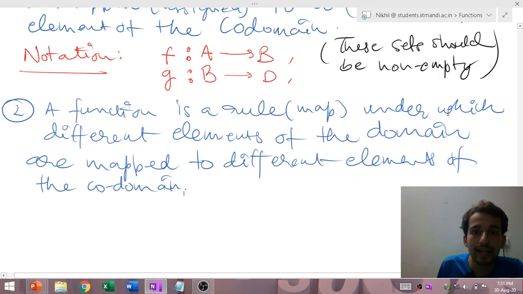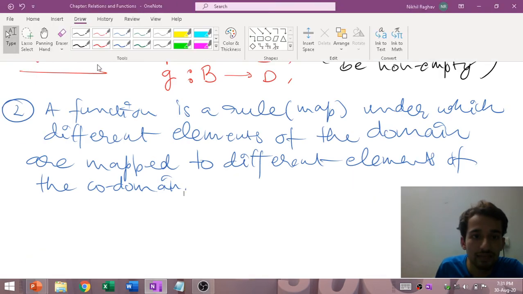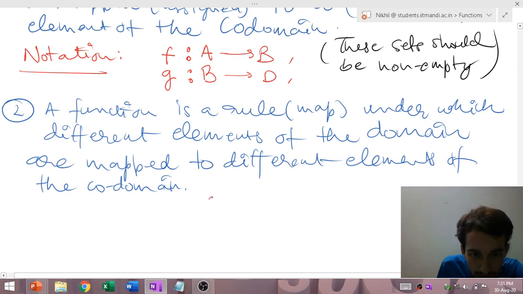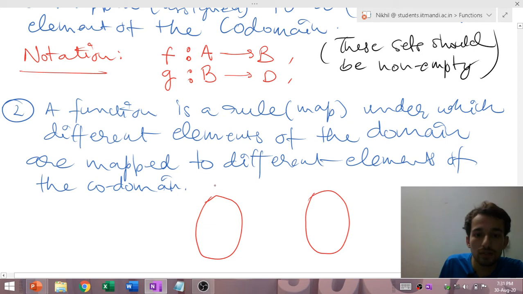Suppose that we have two sets again. Let me draw them so that you can understand with better clarity. Suppose this is your set A again, this is your set B. So this was your domain, this was your codomain.